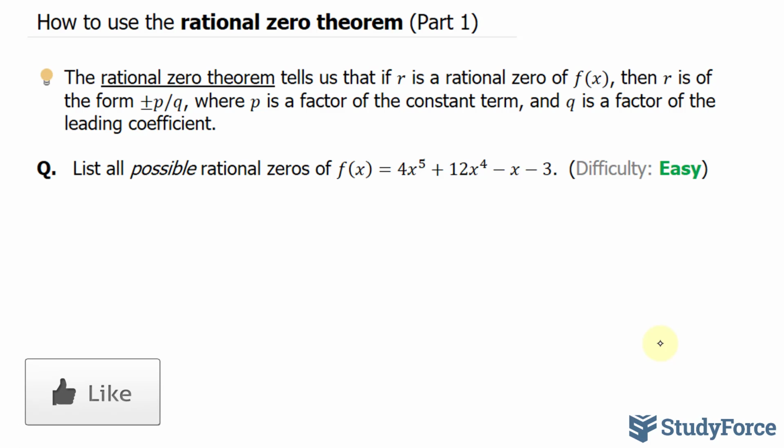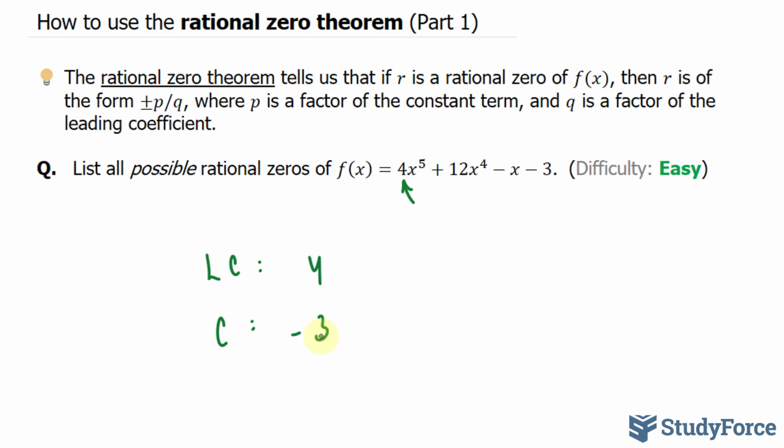The first thing that you want to do is write down the leading coefficient. The leading coefficient here is 4. So our leading coefficient, LC, is equal to 4. And our constant term, the one that doesn't have a variable being multiplied to it, is negative 3. So our constant is negative 3.